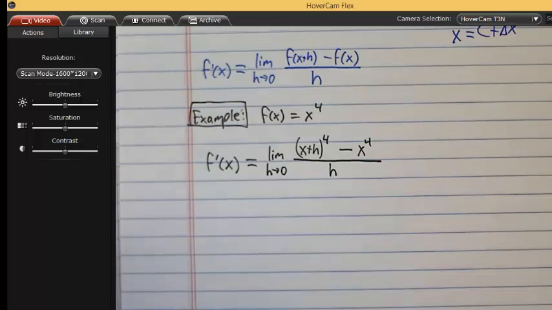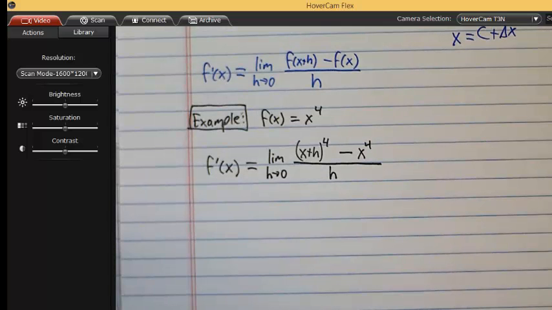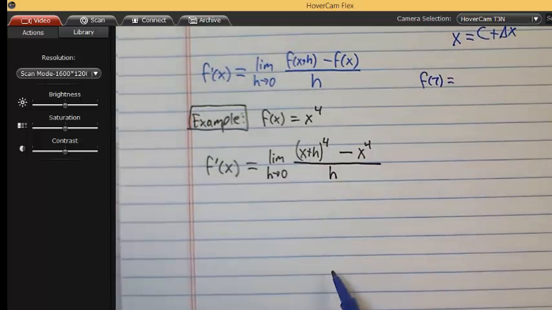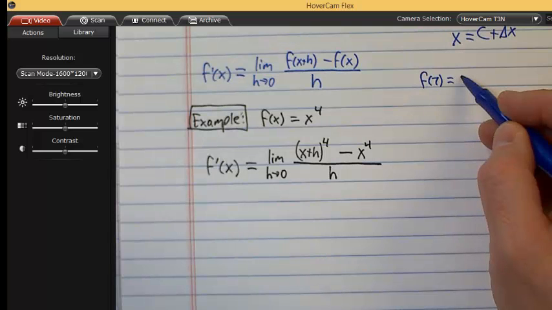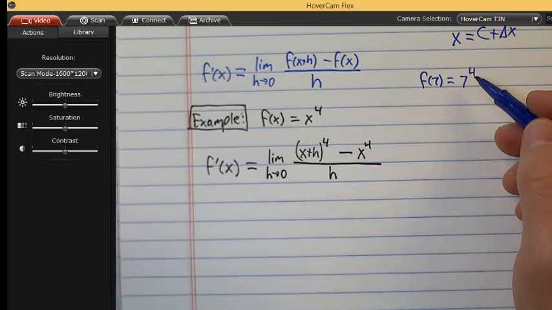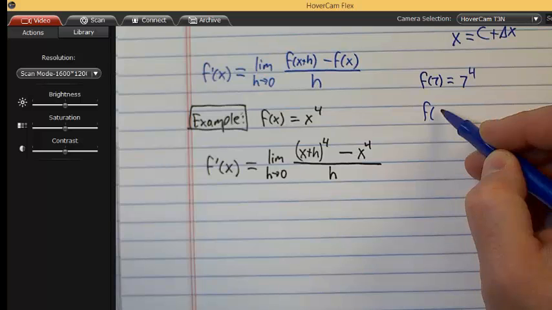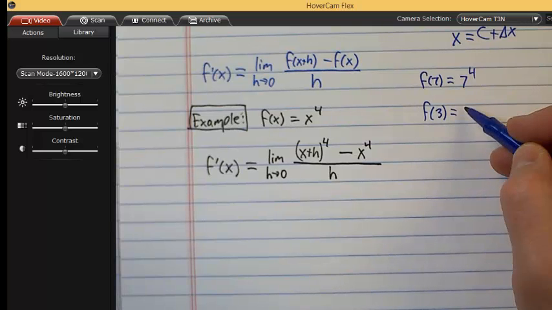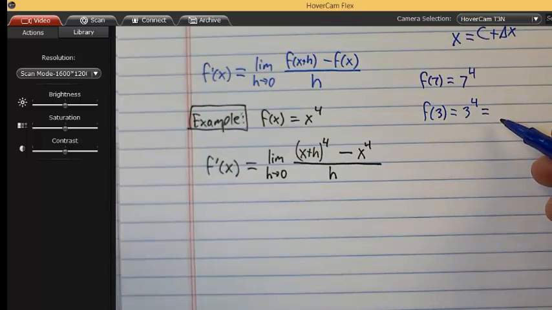Can you explain it again, please? Yeah. When I say find f of 7, how do you do it if this is your function? You plug in 7. You do 7 to the 4th power, right? Whatever that is. Or if I say find, here, try this one, f of 3. What's that going to be? 3 to the 4th, what's that? 3 times 3 is 9, times 3 is 27, times 3 is 81.